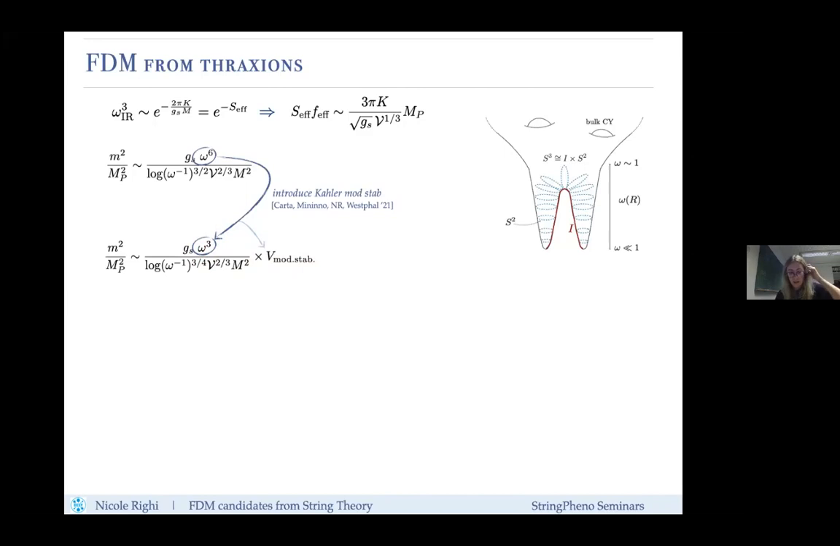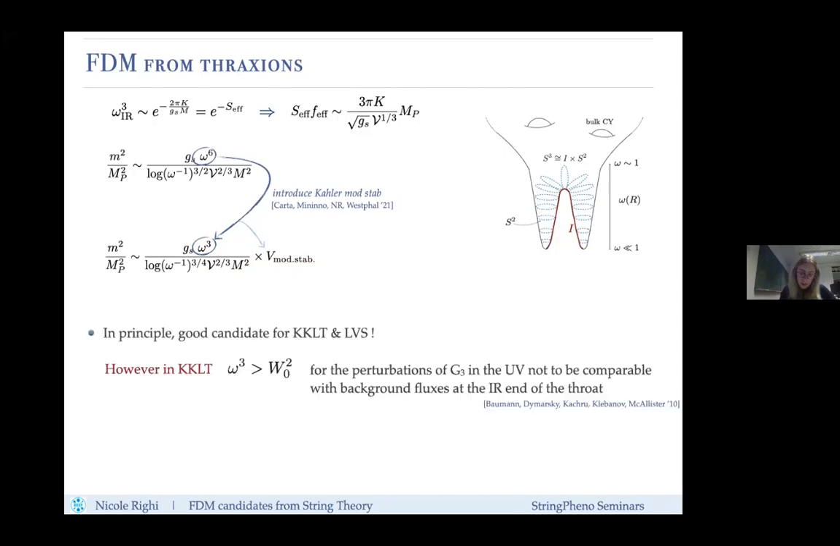Okay, so now we have our effective theory for the thraxion, and one could say, oh, that's really interesting because in principle this guy can work both for KKLT and LVS, because I haven't specified any regime so far. However, it turns out that for KKLT we should impose this consistency relation. That means that the warp factor cubed should be bigger than W0 squared. This is because we don't want the perturbation induced by gaugino condensation in the bulk to be comparable with the background fluxes at the IR end of the throat, so as not to spoil the stabilization inside the throat at the IR end.